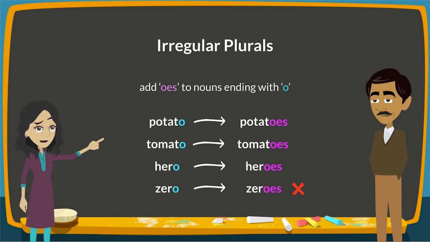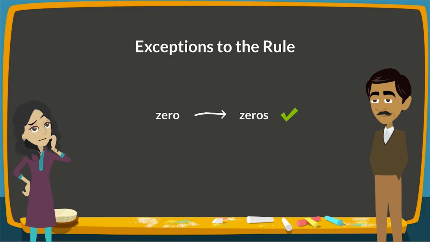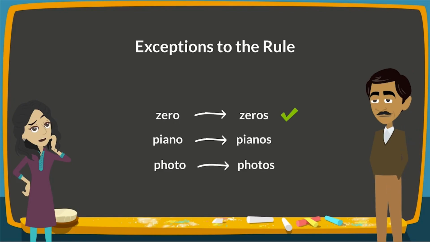Yes, I thought we added ES to every noun that ends with O to make it plural. There are always exceptions to every rule. Some words that end with O simply take an S to make plural. Zero is also one of those words. Can you tell me some other exceptions? Pianos. Photos. I see. That means we must remember such words. Unfortunately, yeah.